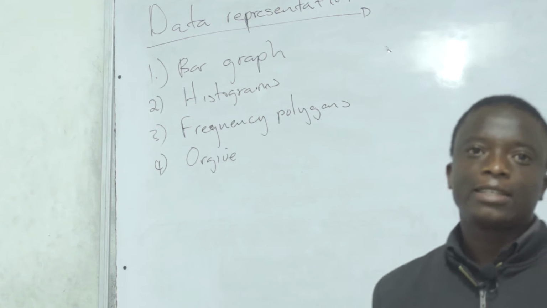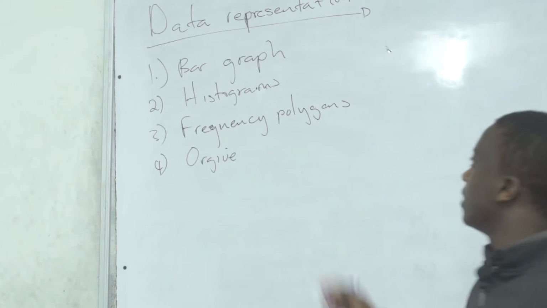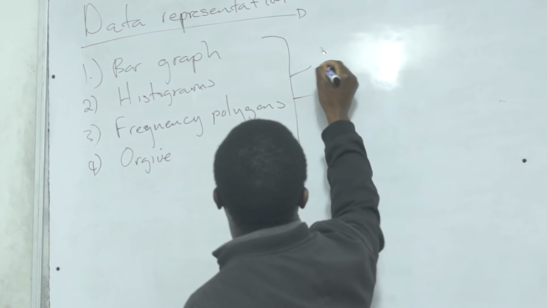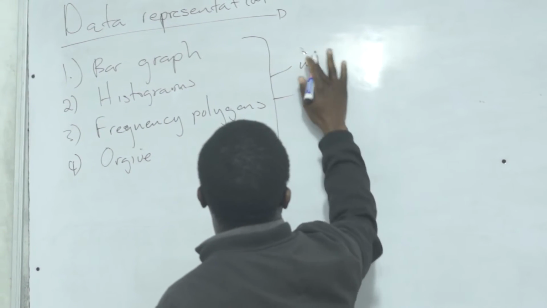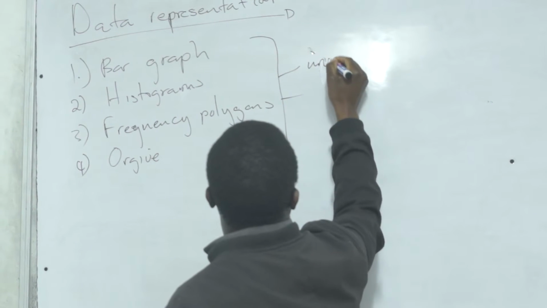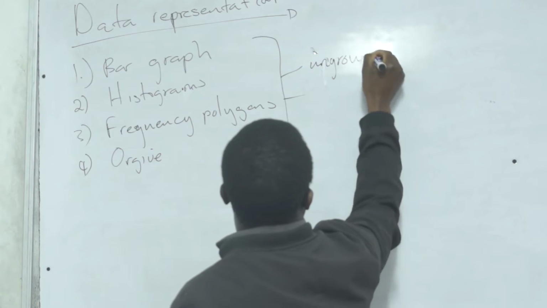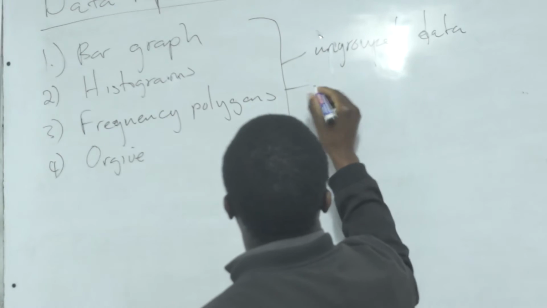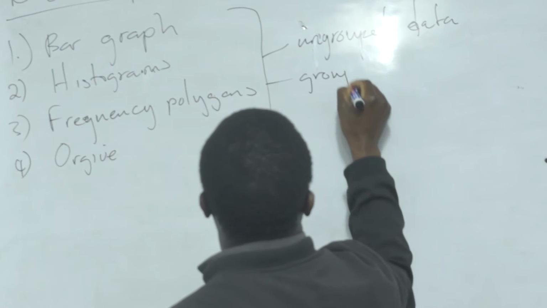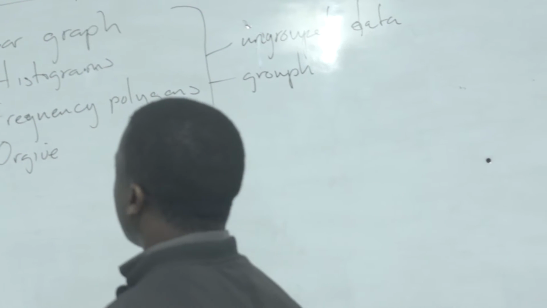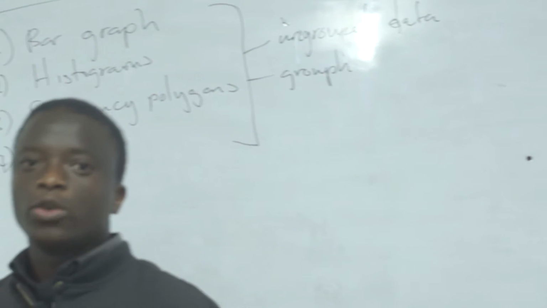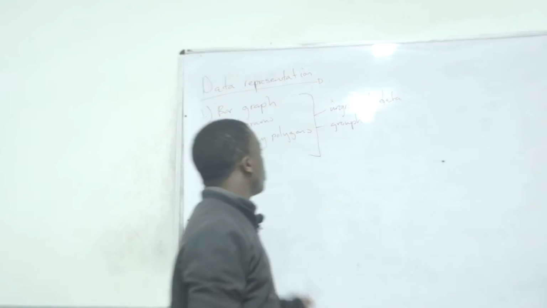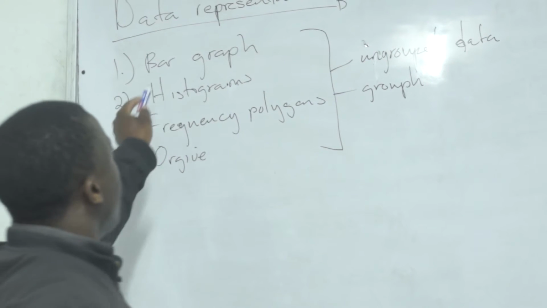So we said that data can come in different forms. We can have the data as grouped or ungrouped data. So we've got the ungrouped data, then also the grouped data. Depending on the data which you have, you have to decide which method suits best for your representation. So first of all, we want to look at the bar graph.